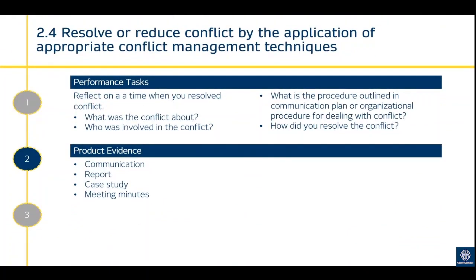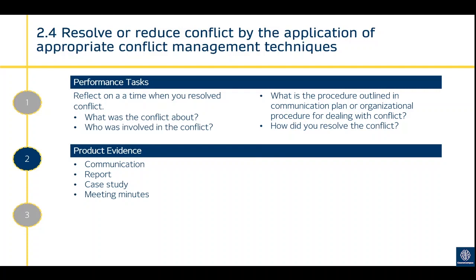2.4 follows on from 2.2, where you are resolving or reducing conflict by the application of appropriate conflict management techniques. So this is you now actively engaging with the people having a conflict and taking action to, first of all, calm them down and reduce the conflict, and then deal with the underlying issue that's caused the conflict so that it doesn't occur again. For this, reflect on a time where you've resolved conflict.